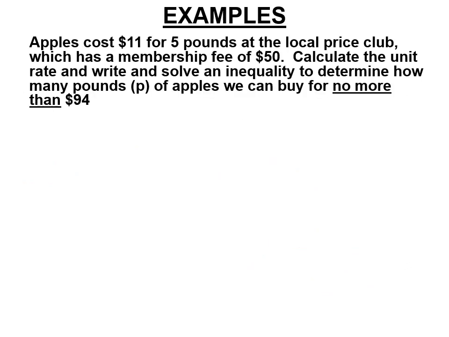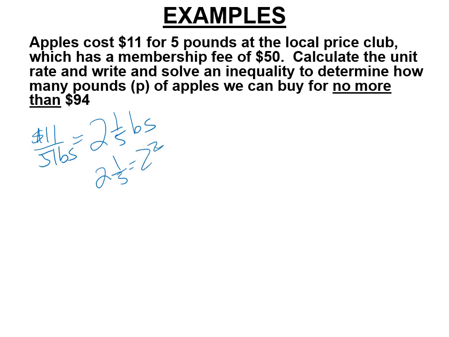Apples cost $11 for 5 pounds. Oh, we need a unit rate. So, this is 2 1/5 pounds. Ugh, right? Like, what's 2 1/5? Well, it's 2 2/10. It's $2.2 per pound. Now, we're going to talk about that. So the unit rate is not nice, right?